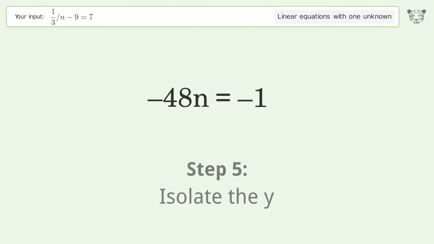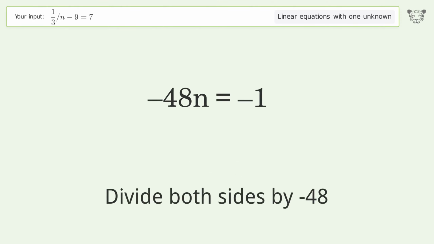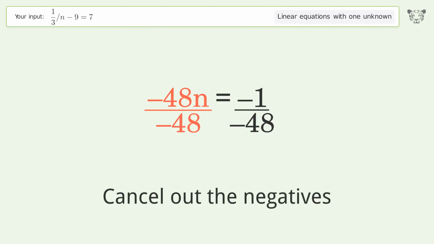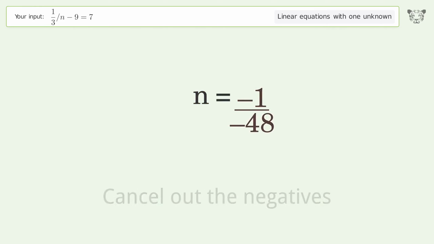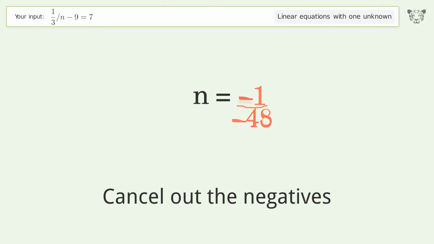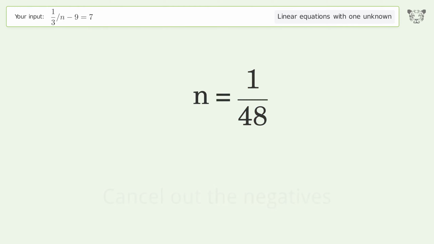Isolate the y. Divide both sides by negative 48. Cancel out the negatives. Simplify the fraction. Cancel out the negatives. And so the final result is n equals 1 over 48.